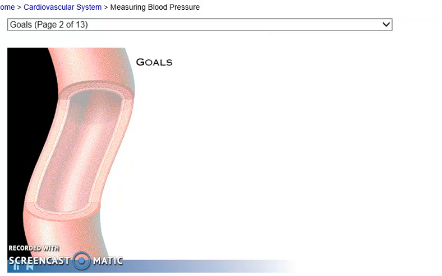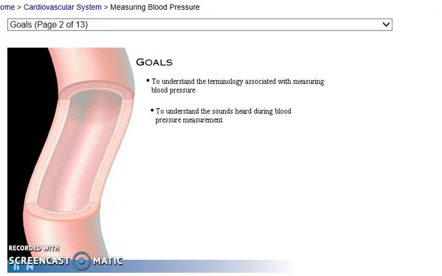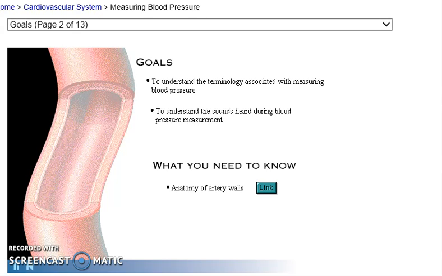Your goals for learning are to understand the terminology associated with measuring blood pressure, and to understand the sounds heard during blood pressure measurement. Here's what you need to know. Anatomy of artery walls. To see definitions of terms, click the bold red words.